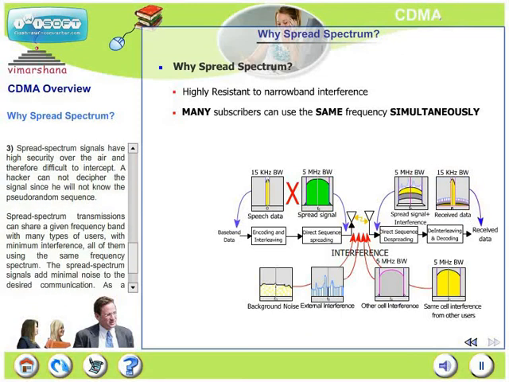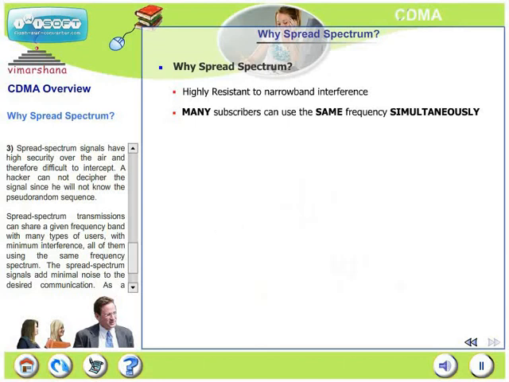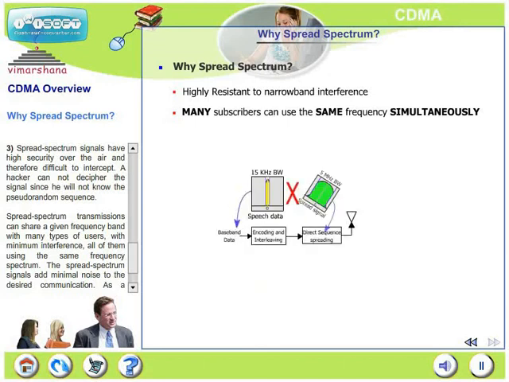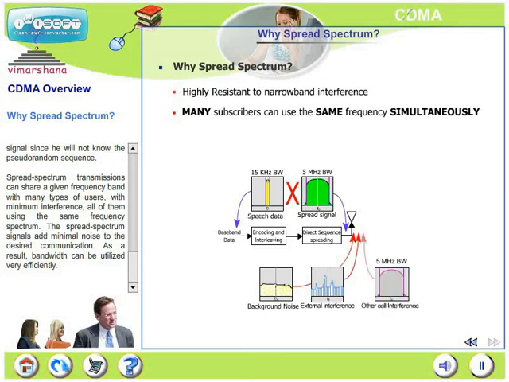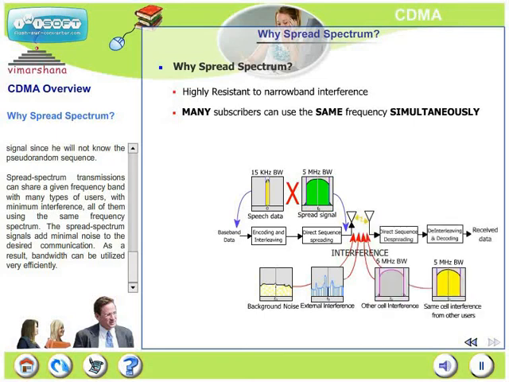The third advantage is that spread spectrum signals have high security over the air and therefore are difficult to intercept. A hacker cannot decipher the signal since he will not know the pseudo-random sequence. Spread spectrum transmissions can share a given frequency band with many types of users with minimum interference, all of them using the same frequency spectrum. The spread spectrum signals add minimal noise to the desired communication. As a result, bandwidth can be utilized very efficiently.